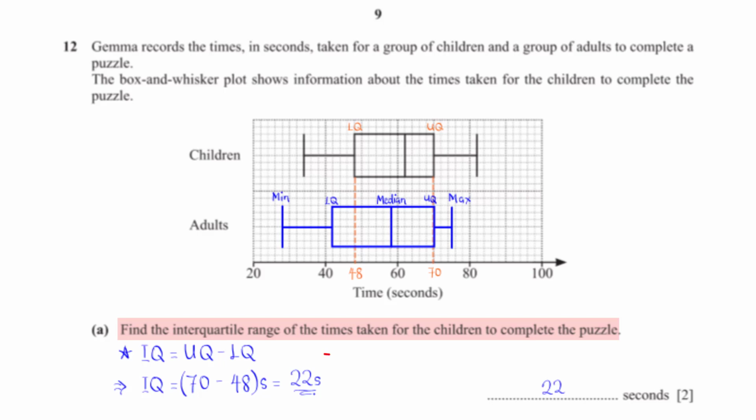So we know that the interquartile range is equal to the upper quartile minus the lower quartile. So from the box and whisker plot for the children, the upper quartile is equal to 70 seconds and the lower quartile is equal to 48 seconds. And so when we subtract these two values, we get an interquartile range of 22 seconds.